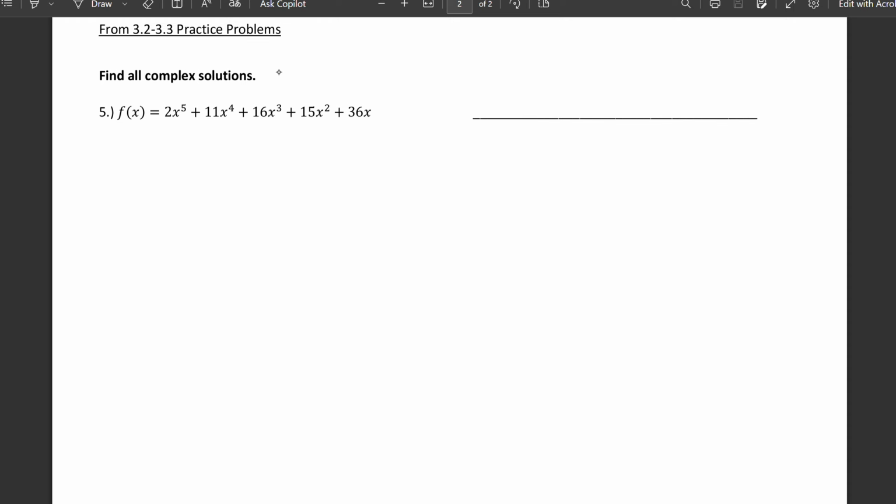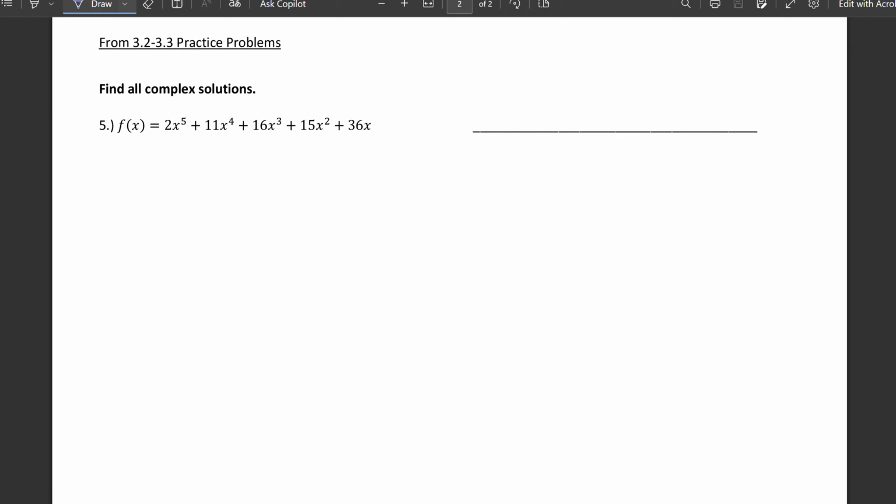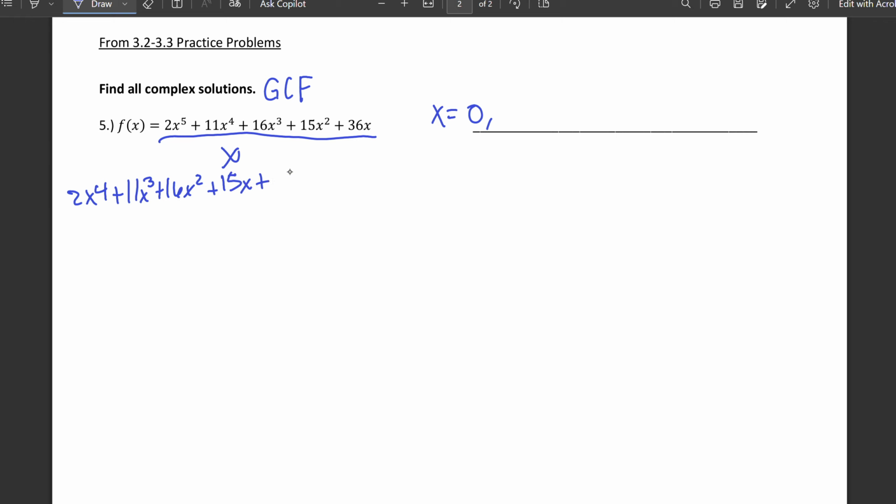So we're going to go ahead and start with the GCF, right? Looking at this particular polynomial, the GCF is x. We want to write down the answer right away so we don't forget towards the end. So what is left here is 2x^4 + 11x^3 + 16x^2 + 15x + 36.